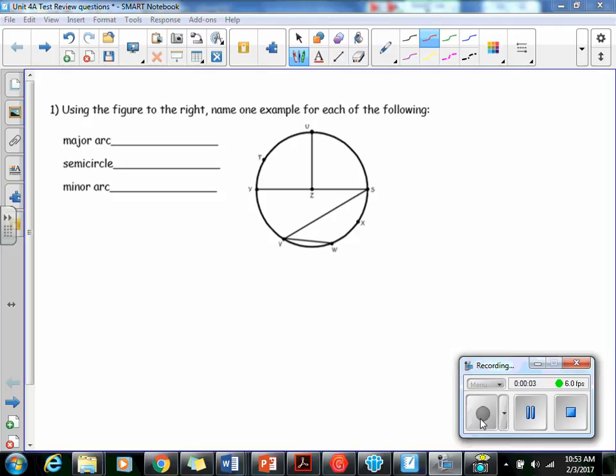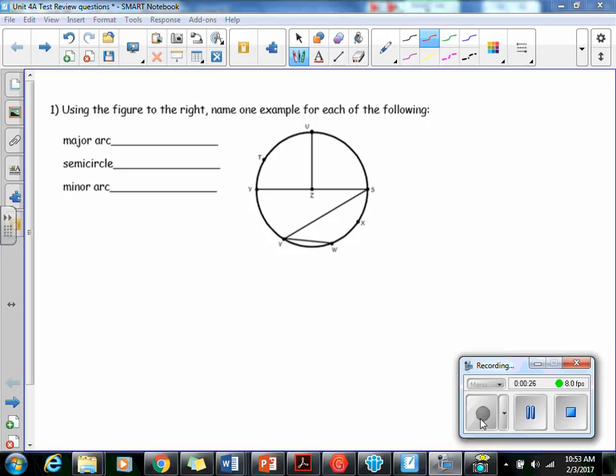Okay, so for question number one, it says, using the figure to the right, name one example for each of the following. It asks for a major arc. By definition, a major arc is an arc that measures more than 180 degrees. So it's going to be greater than half of the circle. So one example of a major arc here would be arc YUX.